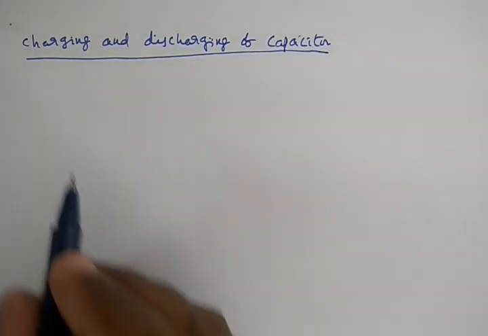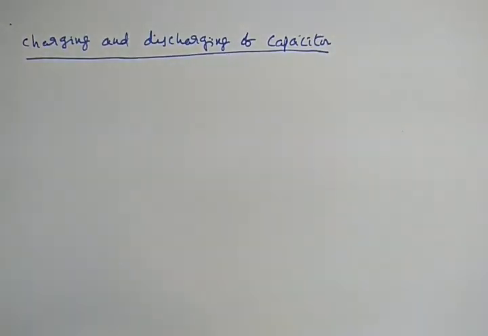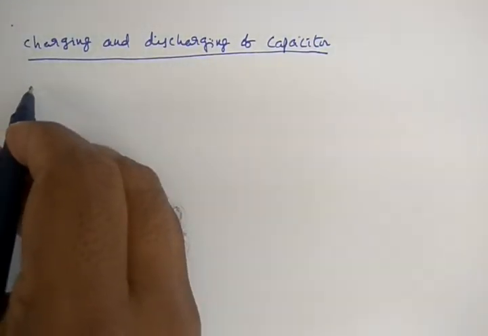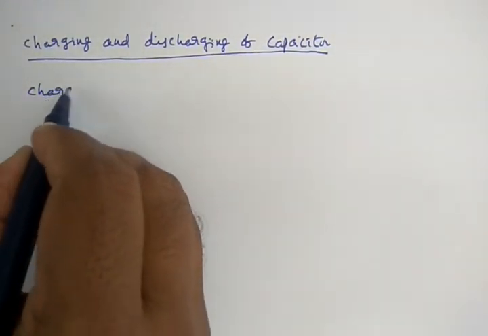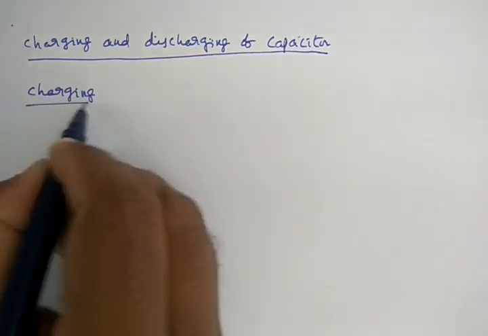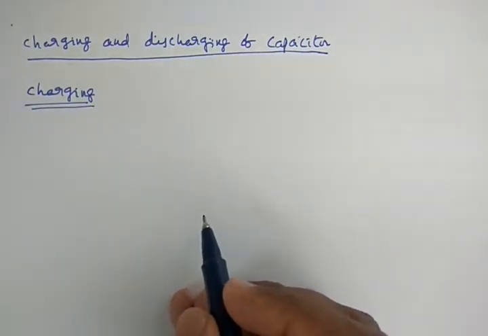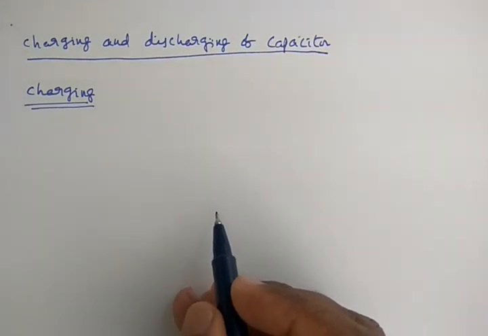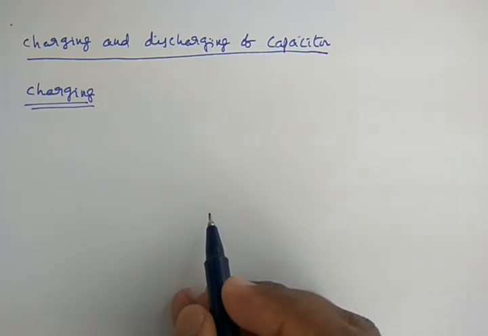Now look at charging and discharging of a capacitor. First let us take charging. So consider a capacitor of capacitance C and let us connect that capacitor to a battery of EMF E.